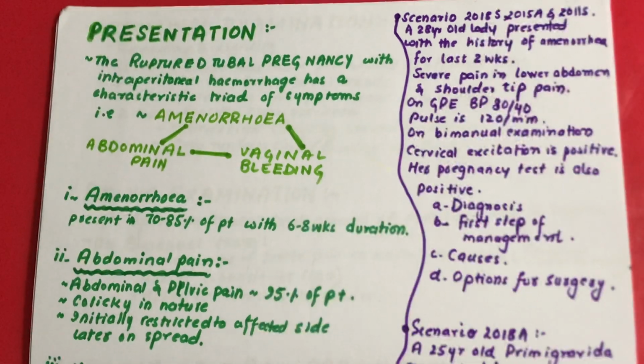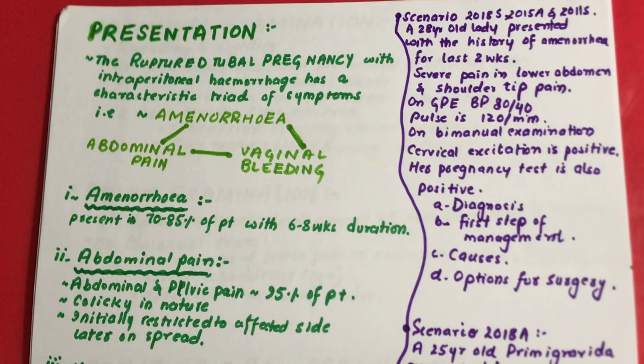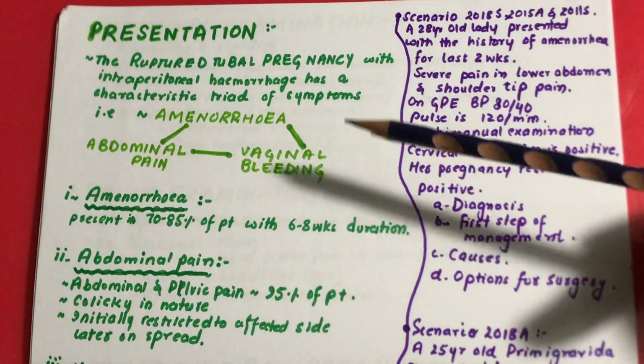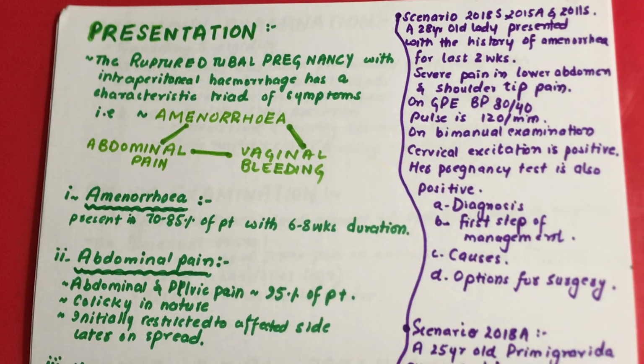Moving on, amenorrhea. At the time of presentation, amenorrhea is present in 70 to 85% of patients with 6 to 8 weeks duration. Then the patient complains of abdominal and pelvic pain. In 95% of the cases, the pain is colicky in nature and initially restricted to the affected side, but as the time passes, it later on spreads to the contralateral side and even to the whole abdomen.